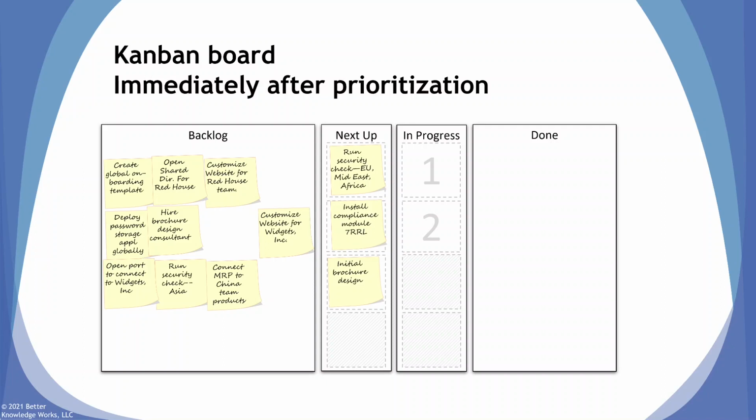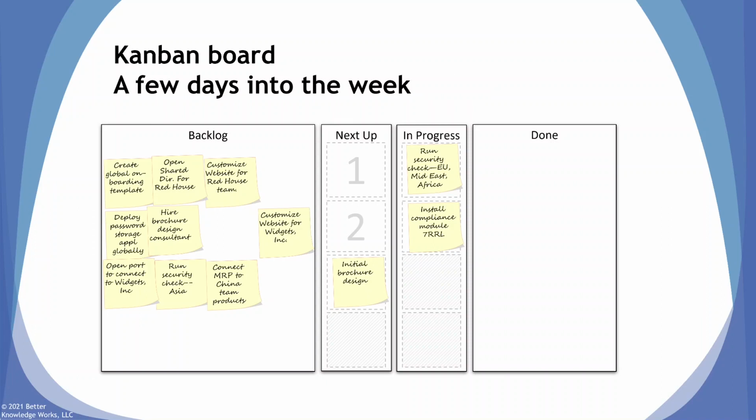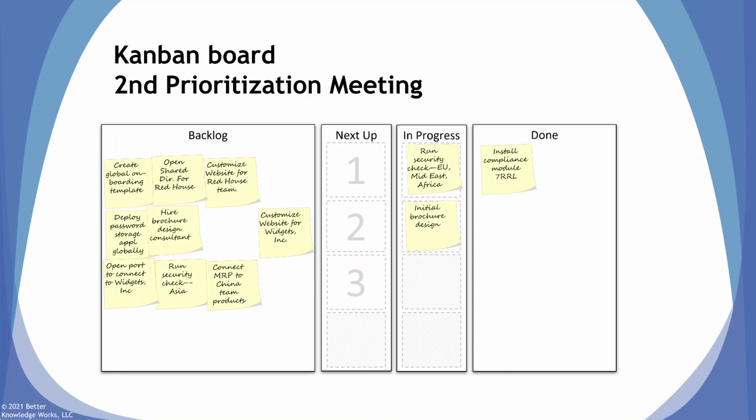Now, in the minutes after the prioritization meeting, the prioritization group leaves and our technical team is left, and they're going to figure out they've got to do these 3. How are they going to get started? Pretty simple. They just decide that, hey, we're going to start working first on the security check, and maybe a couple of us can go off and work on the compliance module. And now it's time to go get to work. So a few days later, let's say install compliance module is completed. So we can move that into done. And that opens a space to pull internal brochure into in progress. That's the pull system at work.